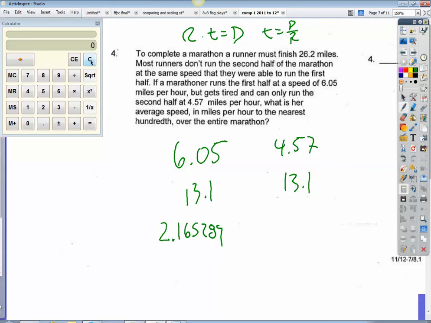For my other half, again, the distance was 13.1, and I was going 4.57 miles per hour, so this took me 2.8666521 hours. And so then, what is my total time? So I'm going to add this time to my 2.8665, I guess that's 21. Oh, shoot.